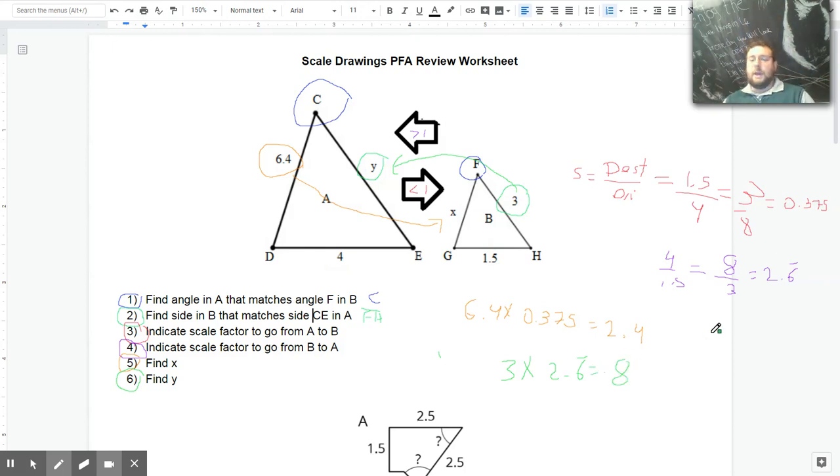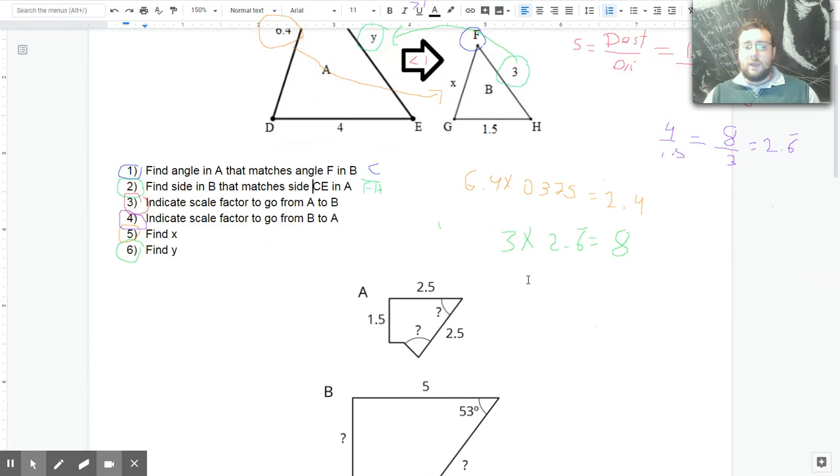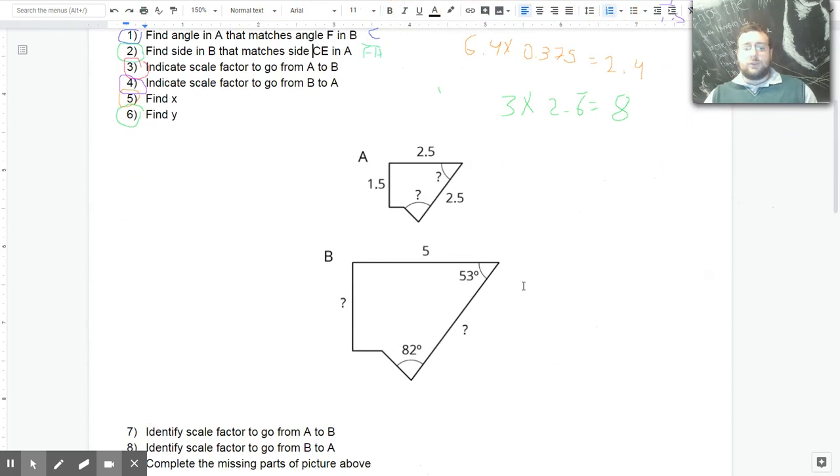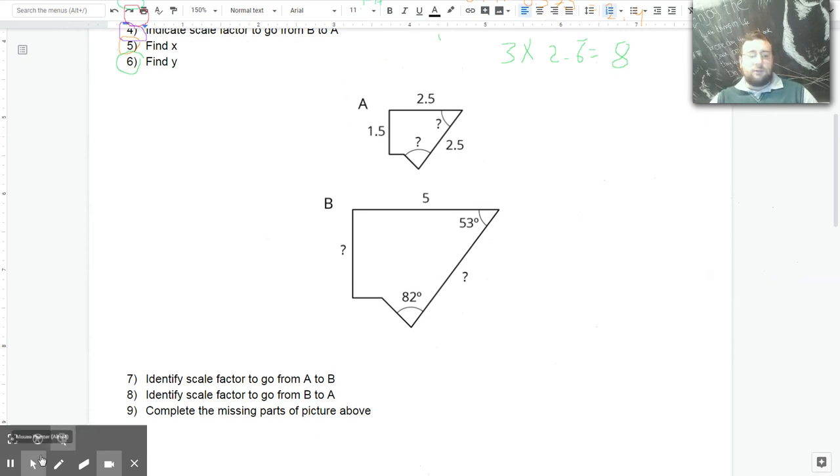All right, so that's simple practice on how to do the scale drawing. I hope you practiced it with me. We have one more here that we can use. Find the scale factors and the missing values. So let's try to figure that out.